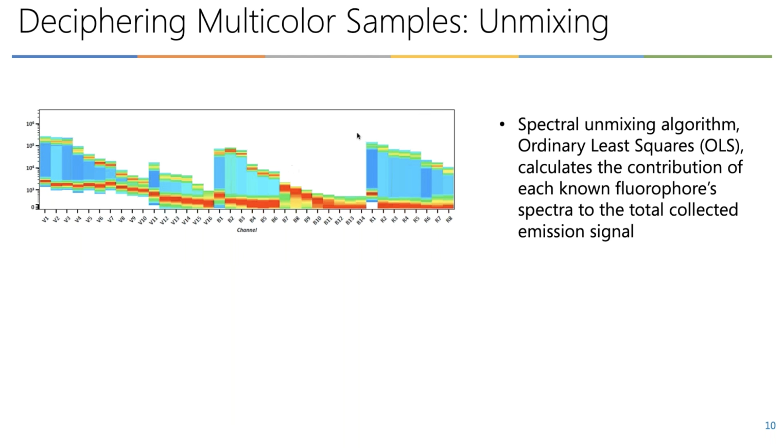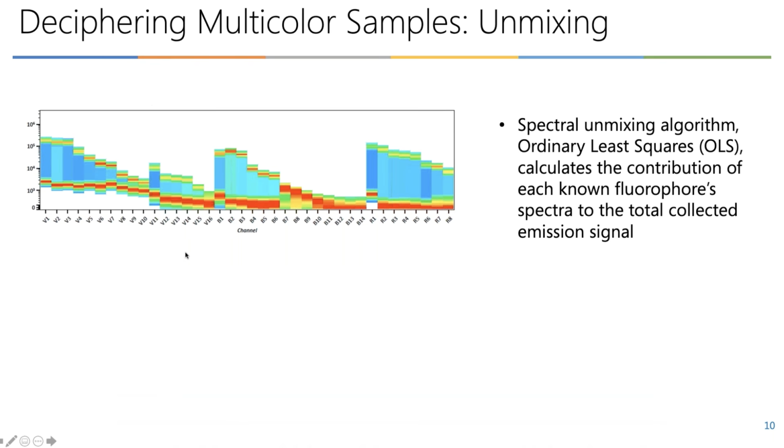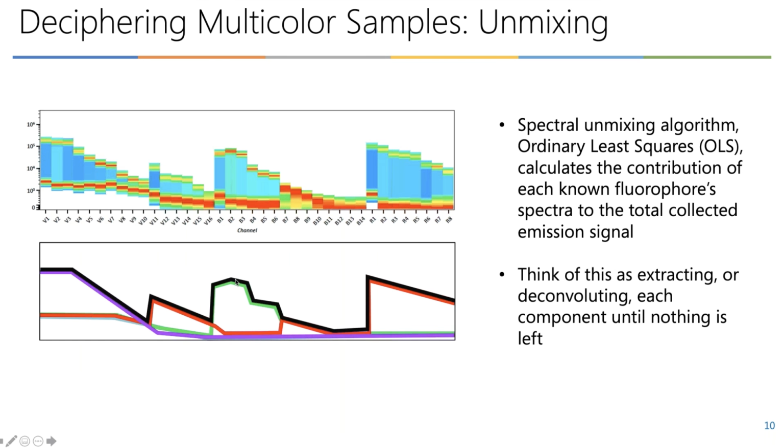And then what happens is that we're going to use a mathematical procedure called an unmixing algorithm, which is a linear regression called ordinary least squares, to calculate the contribution of each individual fluorochrome signature to this mixture. So think about it as if you are extracting each component from this mixture, and for that, the software needs to know the signature of each component individually.